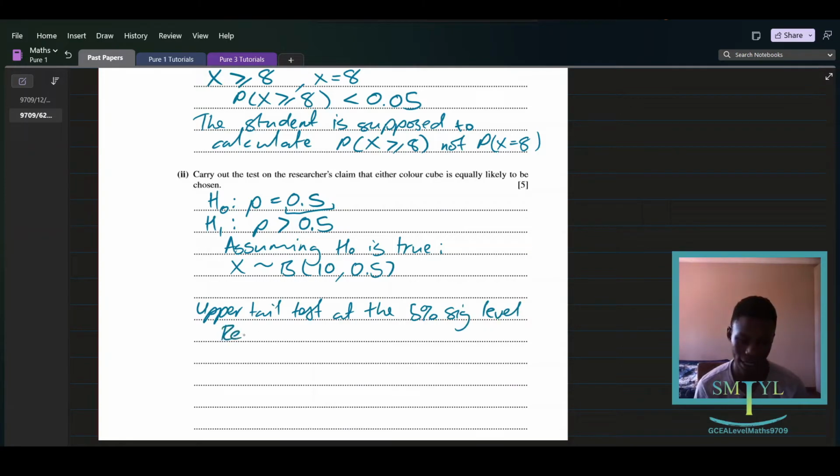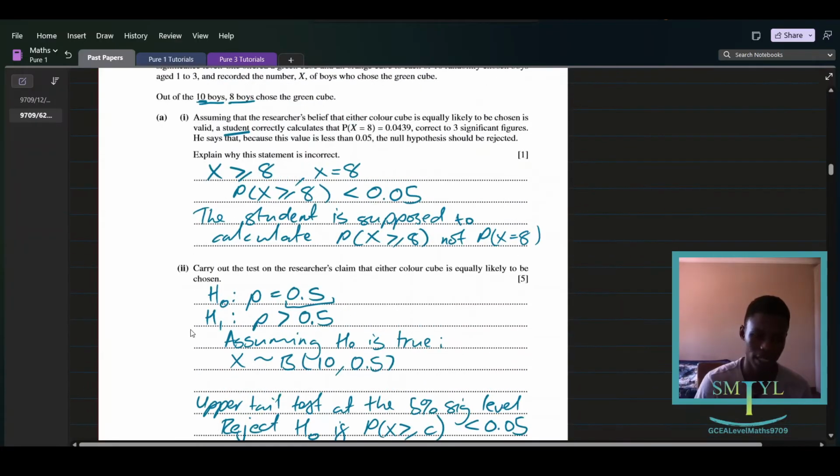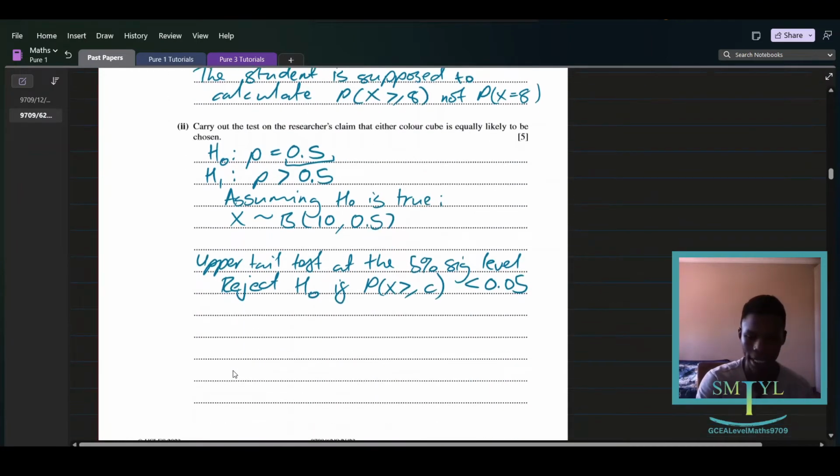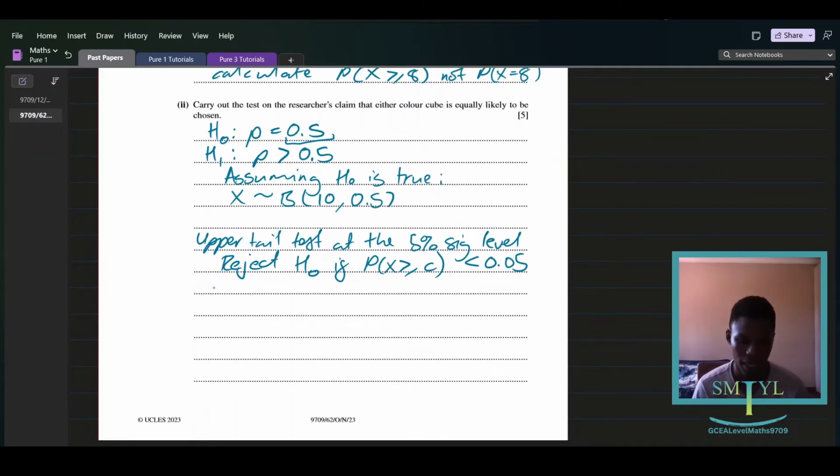We will reject H naught if the probability that X is greater than or equal to the critical value is in fact less than our significance level 0.05. So now we know that our critical value, as was given in the stem of the question, our critical value is 8. So we can evaluate that and check if it's less than 0.05. So the probability that X is greater than or equal to 8, that's equal to the probability that X is equal to 8, 9, or 10.